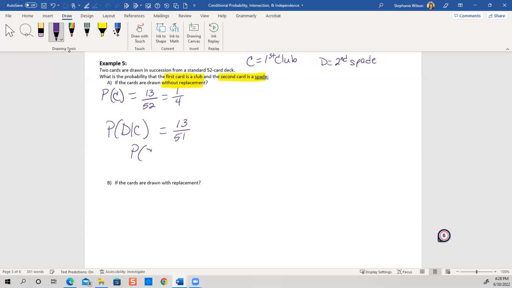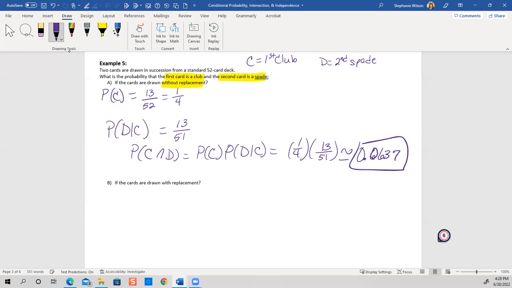So now we can solve the final question here for this one. It says we're going to take the intersection of the clubs and the spades, and we are going to take the probability of the clubs times the probability of the spades given the clubs. And that's what I get from that deck. And let's round to 4 decimal places, ten-thousandths. All right, so that answers that one. That's without replacement. Let's do the next one though.